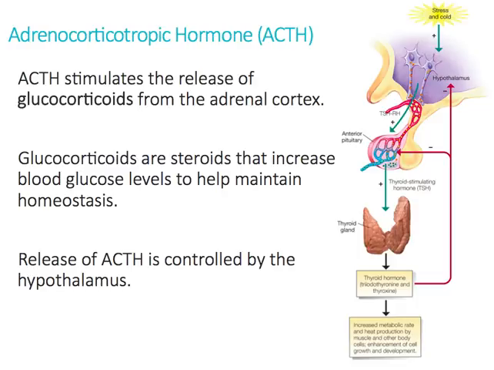The next hormone we'll talk about is the adrenocorticotropic hormone, or ACTH. It plays a very important role in the release of glucocorticoids from the adrenal cortex. These are steroids that help control glucose levels in the blood, and they're very critical for maintaining homeostasis.